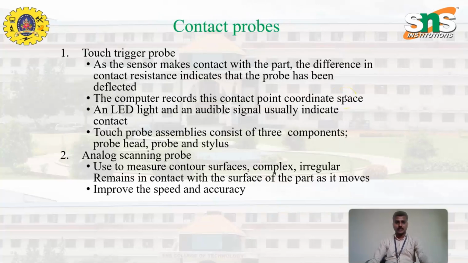Contact probes. We have two types, where we have seen the touch trigger probe and another one is the analog scanning probe. In the touch trigger probe, the sensor makes contact with the part, and the difference indicates that the probe has been deflected. The computer records the contact point, the coordinate spacing, which is used to find the measurement. An LED light and an audible signal indicate contact, and the probe will move over the object here and there to find the point. The touch probe assembly consists of three components: probe head, probe, and stylus.